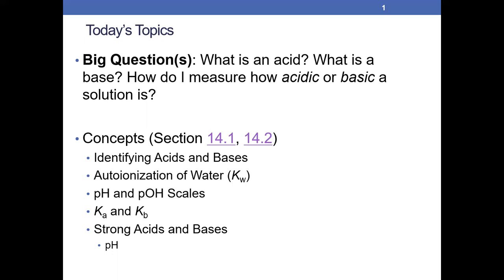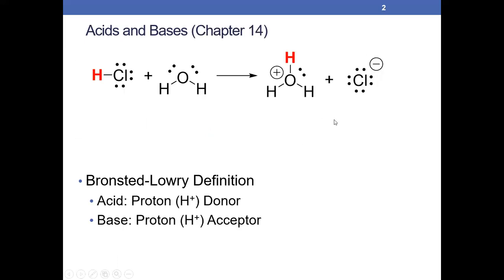To begin with, we'll start pretty straightforward. There are different definitions of acids and bases. The one that we'll be focusing on mainly here in Gen Chem is the Brønsted-Lowry definition, which really tracks for us how the proton is transferred. So again, it's a proton, H plus, being moved from one species to another. By definition, we say the acid is the species that donates the proton.